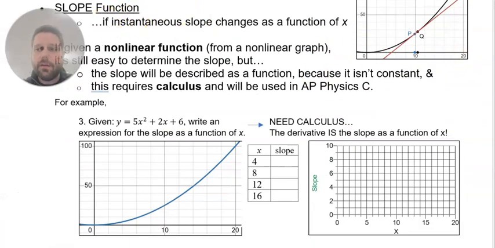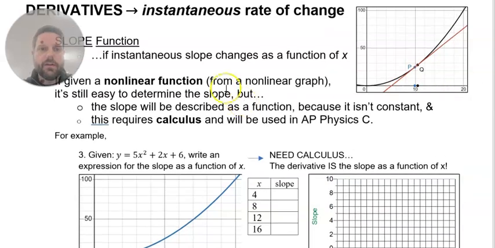So what we're going to try and do then is with a nonlinear situation, a nonlinear function, nonlinear graph like we have here, we're going to try and then describe the slope not as a constant because it's not constant, right? I mean, we have to then describe it as a function. So we're going to see how the slope changes as a function of x.